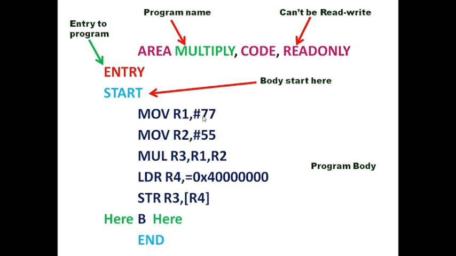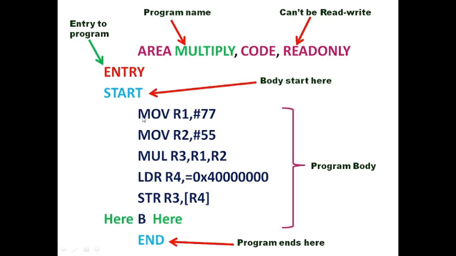Next comes the body of this program, where we will be writing the required task. And next, at the end, we will be writing the end of the program with the keyword END. And here we are doing the task of multiplication. For this, we are making use of 4 registers, namely R1, R2, R3 and R4.